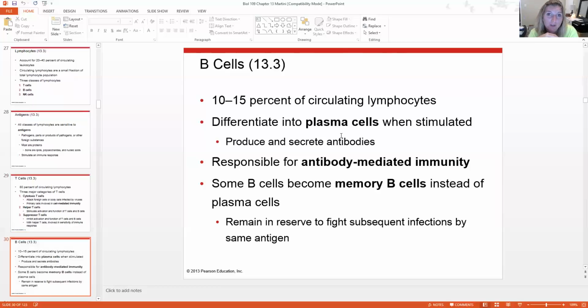So some B cells will become memory B cells, and they will remain in your reserves and fight follow-up infections that have the same antigen. So this is how a vaccine would work. Exposing your body to the pathogen, allowing your body to create antibodies, and then when you're exposed to that pathogen in the future, your antibodies can attack.